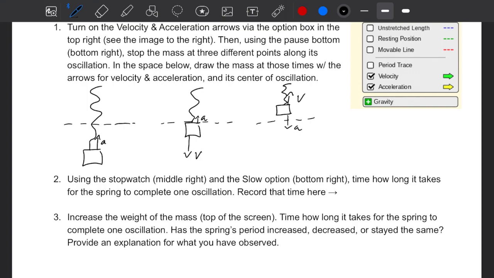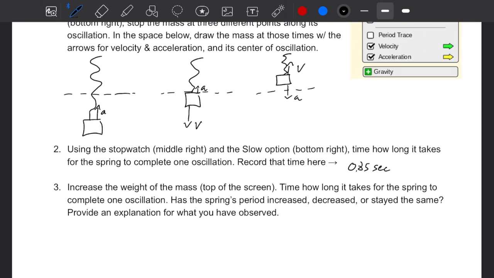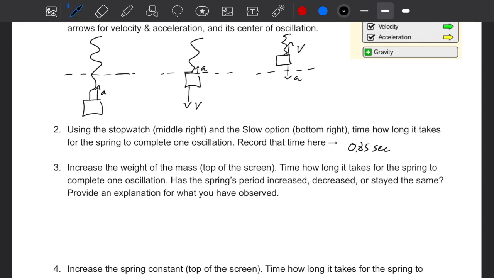Using a stopwatch, and on the slow feature, we wanted to figure out what the period was. And for me, it was 0.85 seconds based on the parameters that I had set. So I increased the weight. How long does it take for the spring to complete one oscillation? So I changed the mass from 100 grams to 150 grams.